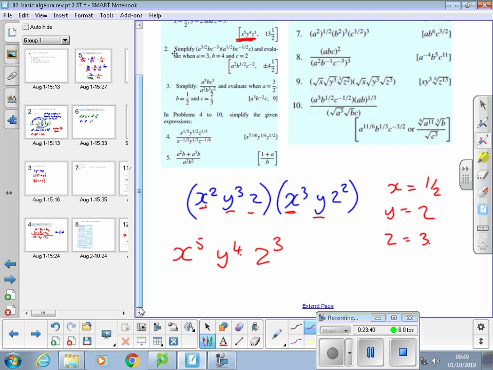Then what we do is we put these numbers in for x and y. So we put a half to the power of 5 times 2 to the power of 4 times 3 to the power of 3. And then we put it in our calculator and get the answer, hopefully, 13 and a half.